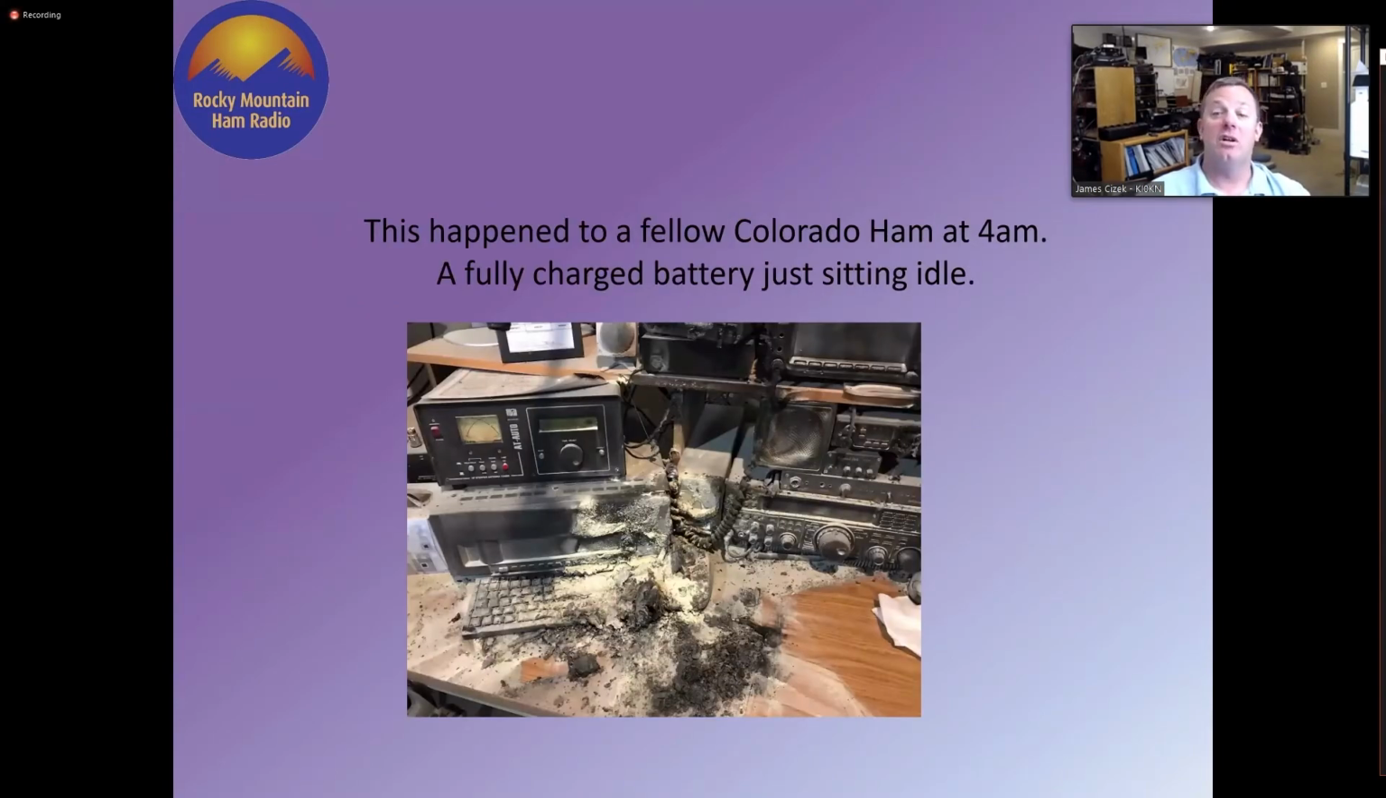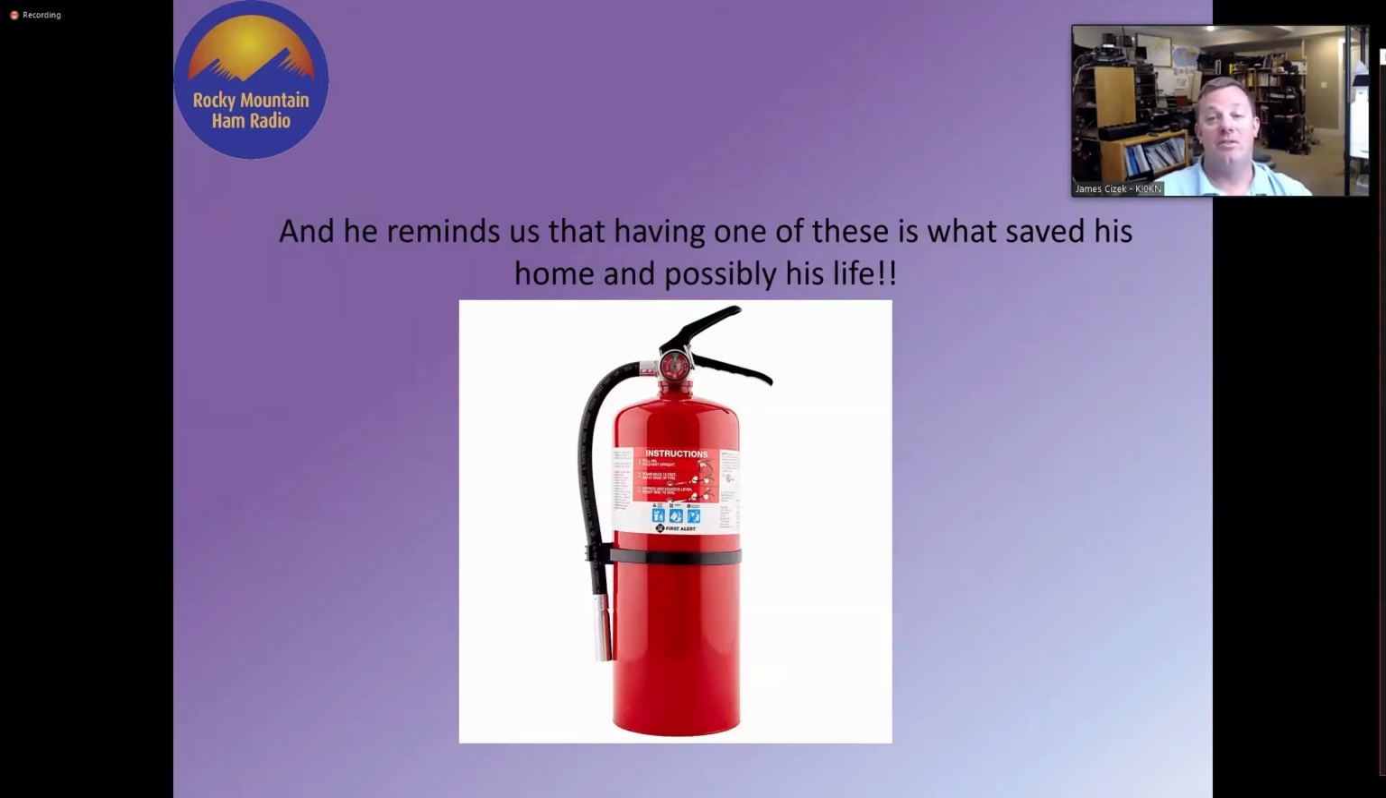Remember this picture? This was a drone battery. It was sitting there unconnected on his desk at 4 a.m., and it decided to catch on fire and melt down. It set off the smoke detectors, which woke them up. And he reminds us that one of these saved his home and possibly his life. They were able to run downstairs and extinguish the fire. It certainly did a lot of damage, but no one got hurt and the home survived. So this is not to be taken lightly.